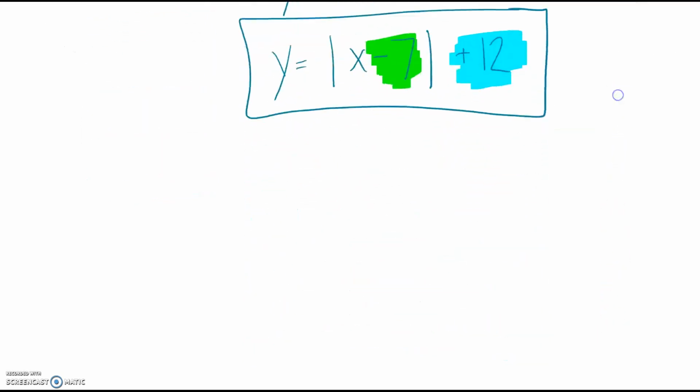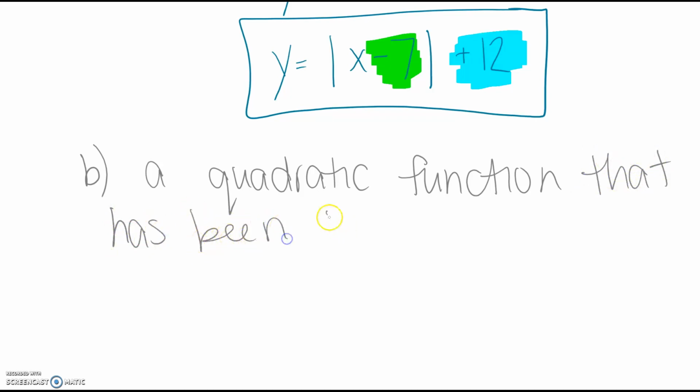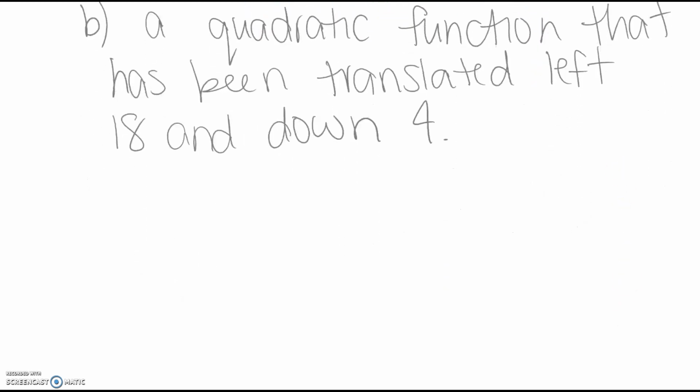Whatever. Okay, B. Let's do a quadratic. That has been translated left, I don't know, 18 and down 4. So try doing this with your groups.